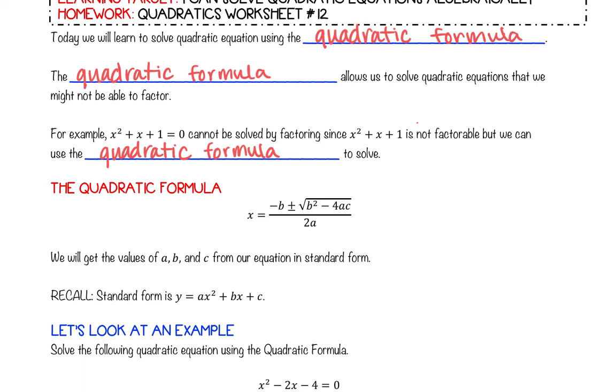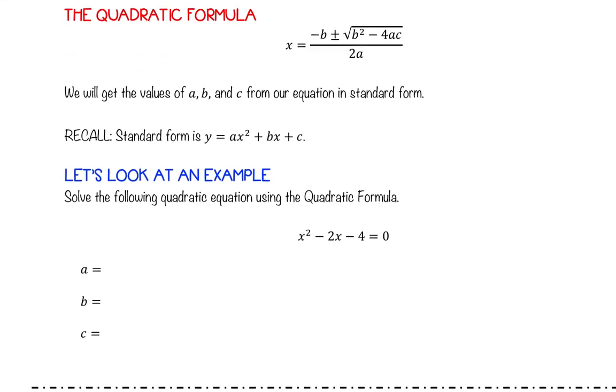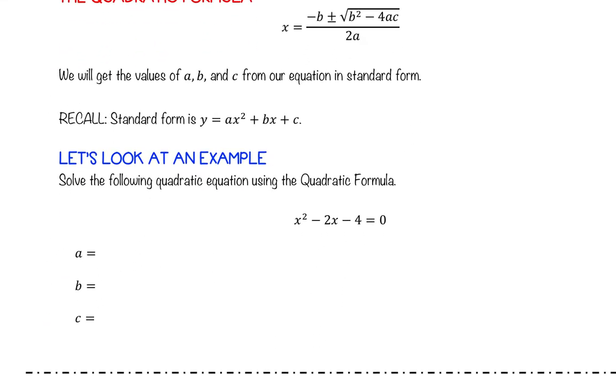I know my singing is not very good, but that is honestly a great way to help you memorize it. Give it a little tune to go with it, and it works well. So we will get the values of a, b, and c from our equation in standard form. Okay? Recall, standard form is y equals ax squared plus bx plus c. Okay?